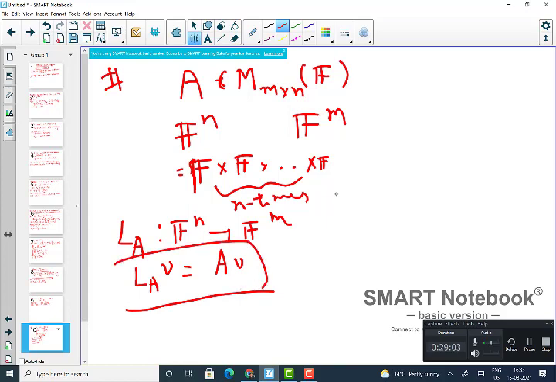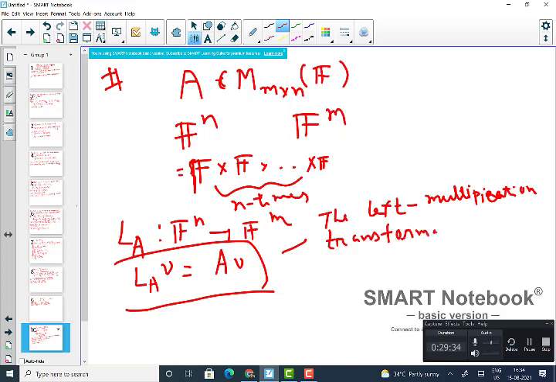It's called left multiplication because from the left side we are multiplying. It is a linear map, or linear transformation. It is easy to check that this is a linear map.